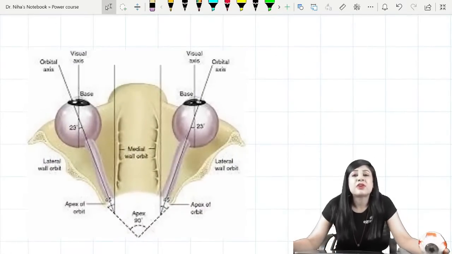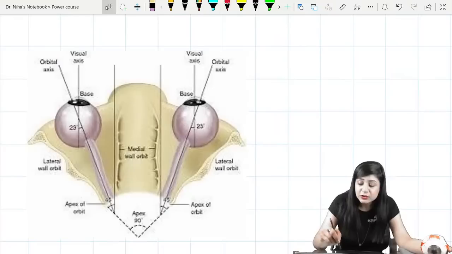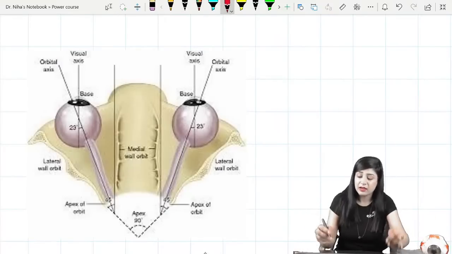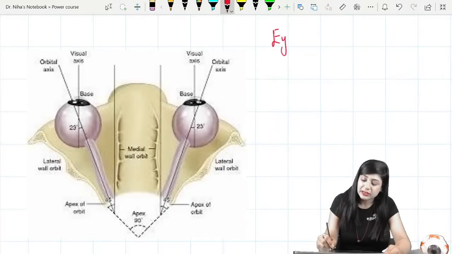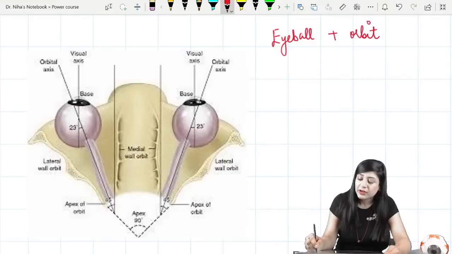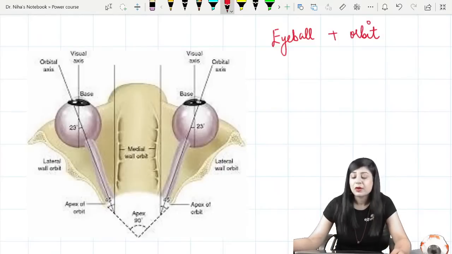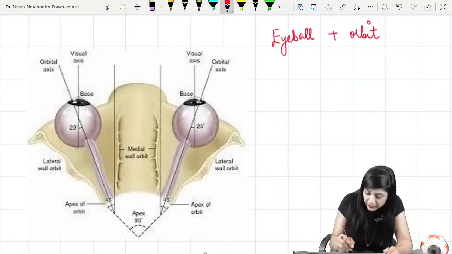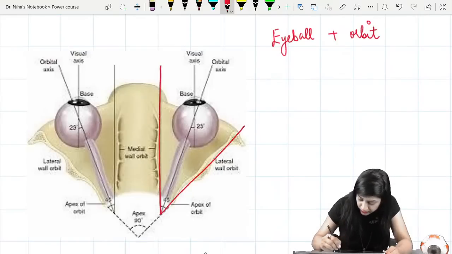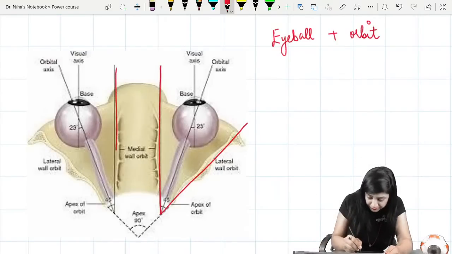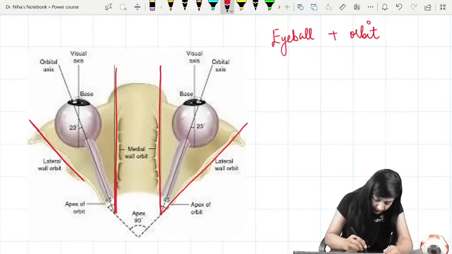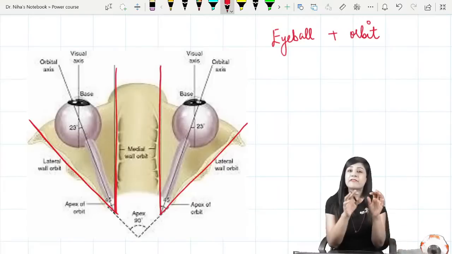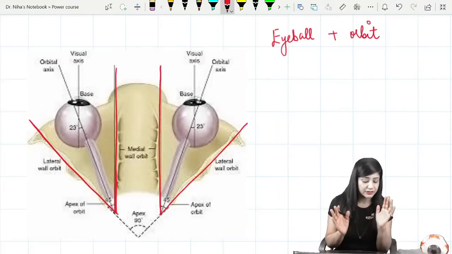Now see this. This is the structure of the orbit. See, when I talk about the ophthal, we are talking about the eyeball along with the orbit. So we are talking about two things. One is the eyeball and one is the orbit. So if you look here, this is the orbit here. One orbit here and one orbital cavity here. This is the structure. I will be drawing this diagram for you. Just I am first explaining.